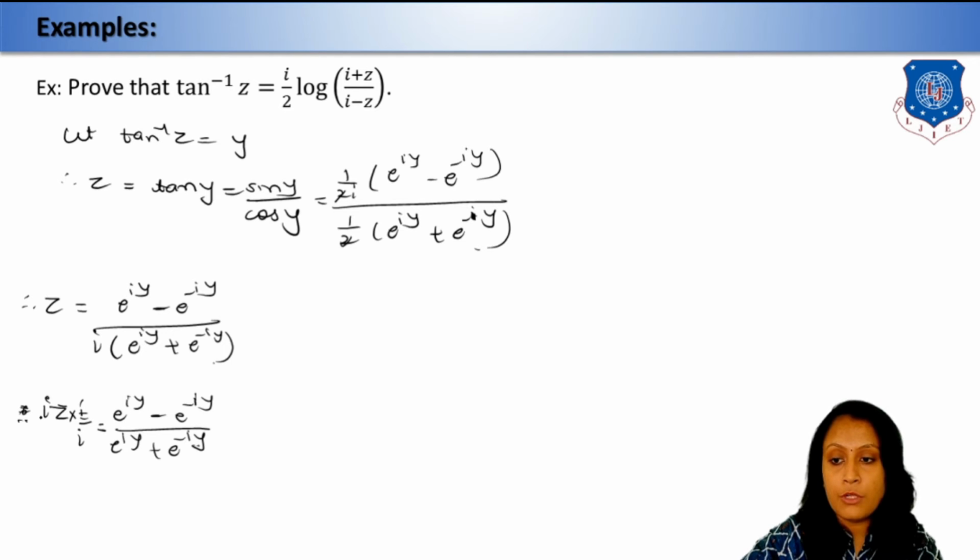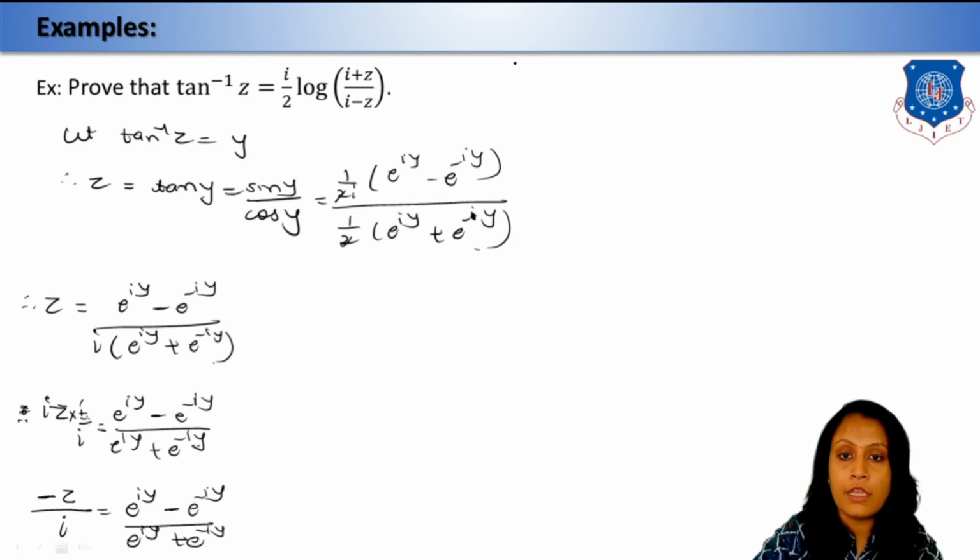So what you will get here is i square, that is minus. So here we have minus z upon i is equal to (e raised to iy minus e raised to minus iy) upon (e raised to iy plus e raised to minus iy). Now we will bring the negative sign over here. So we will get z upon i as (minus e raised to iy plus e raised to minus iy) upon (e raised to iy plus e raised to minus iy).